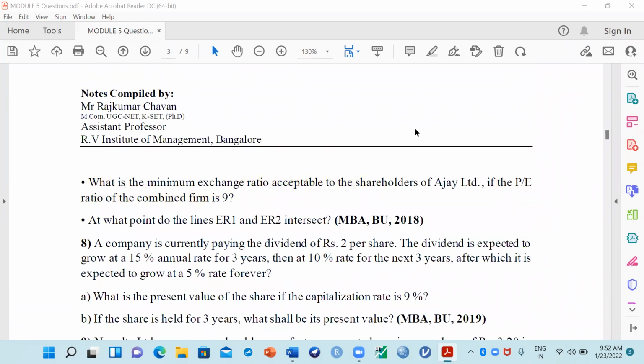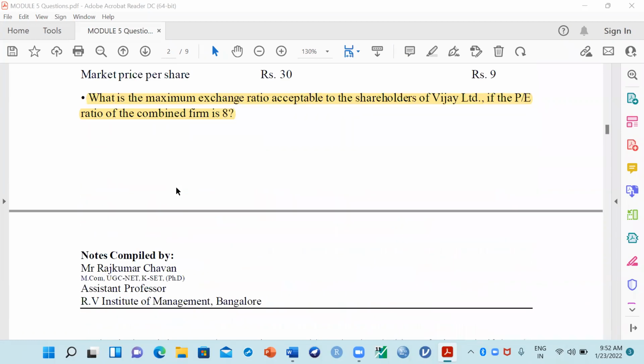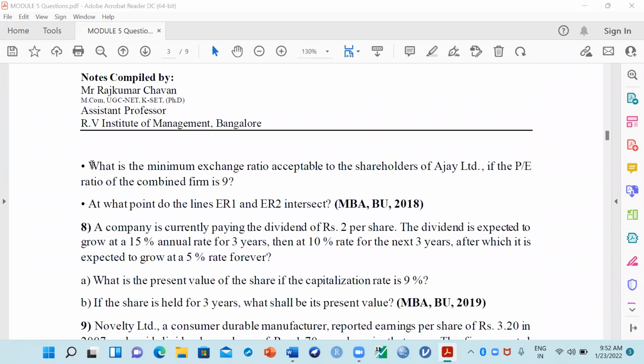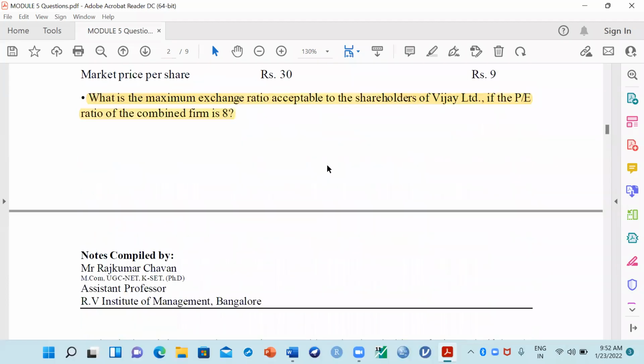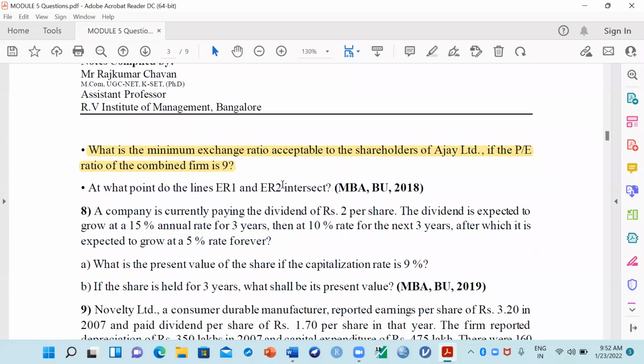Next one is: what is the minimum exchange ratio acceptable to the shareholders of Ajay Limited if the P ratio of the combined firm is 9? Let me highlight this. Remember, Ajay is my target firm, right? So here, which case will come? Case 1 or case 2 do we apply here?